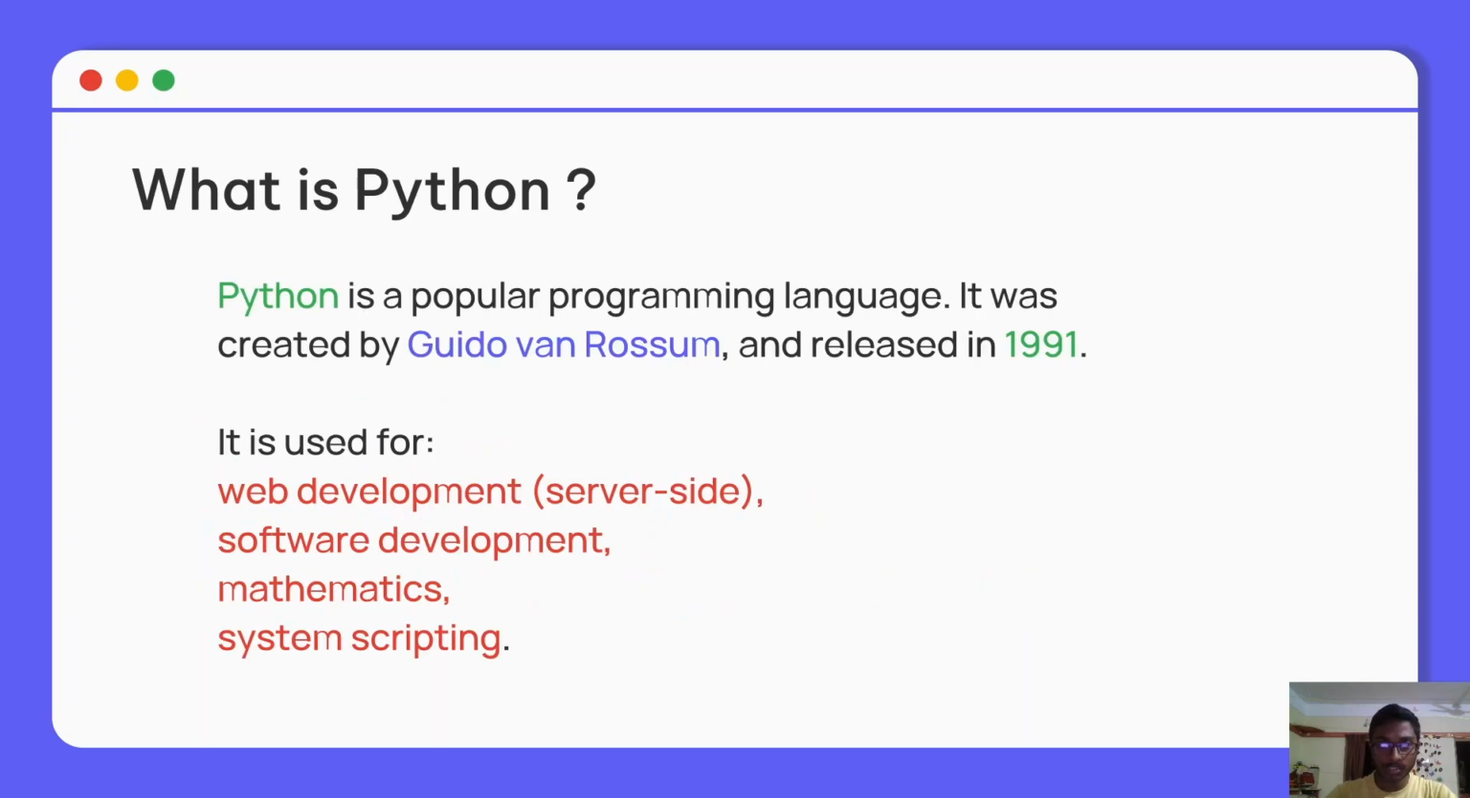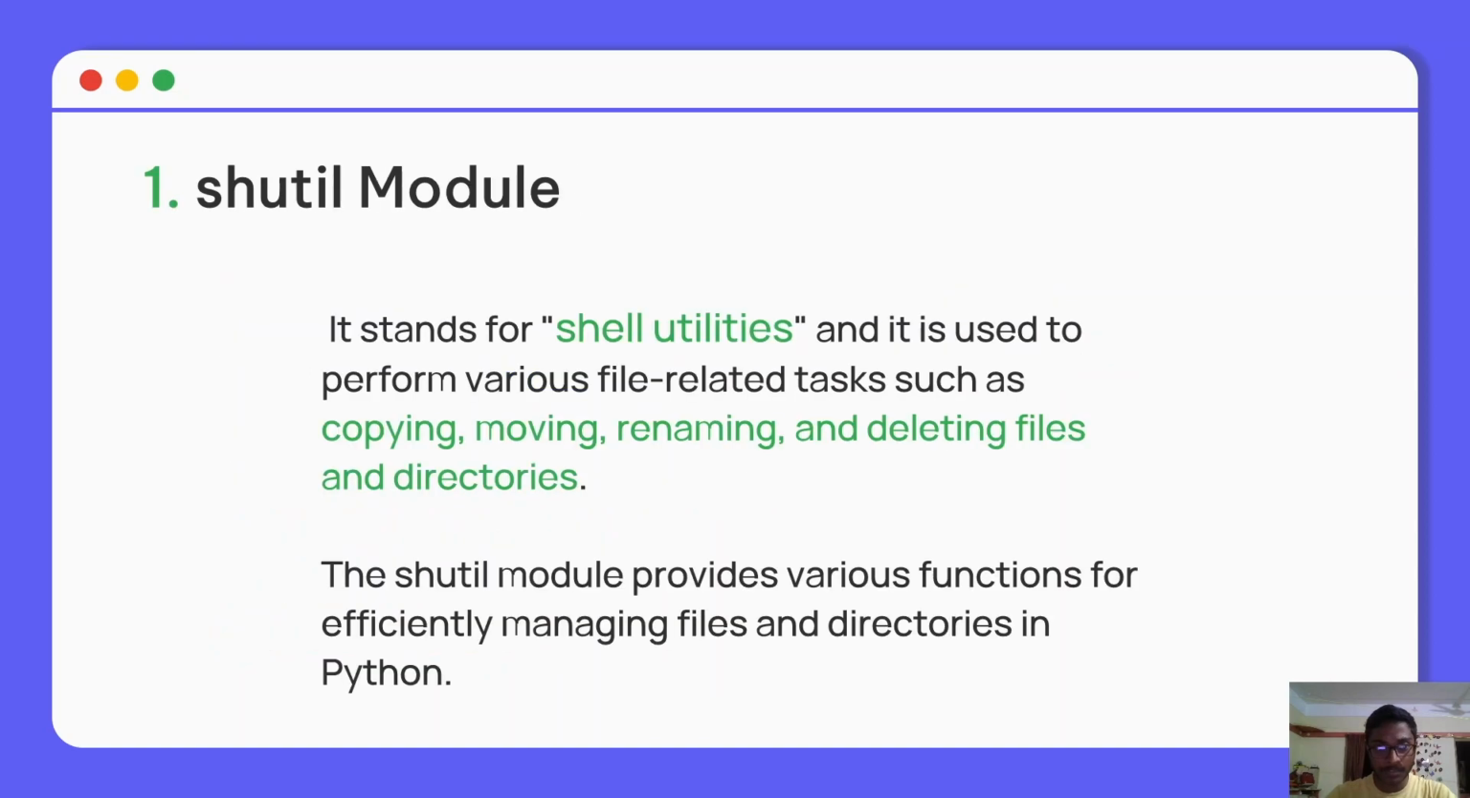To begin with, what is Python? Python is a popular programming language. It was created by Guido van Rossum and launched in the year 1991. It is widely used in most areas of programming and computer science. It is mostly used in web development on the server side, whether front end or back end, in software development, in the mathematics field, and even in system scripting.